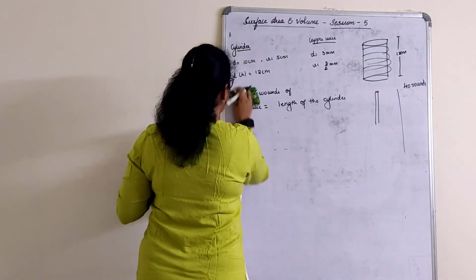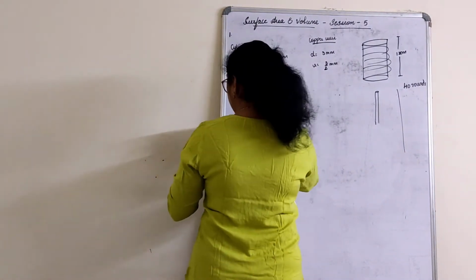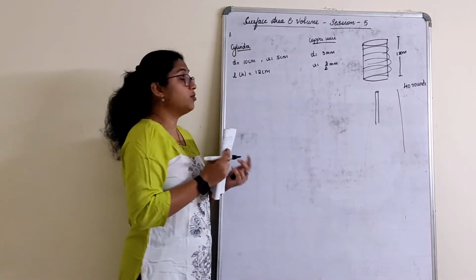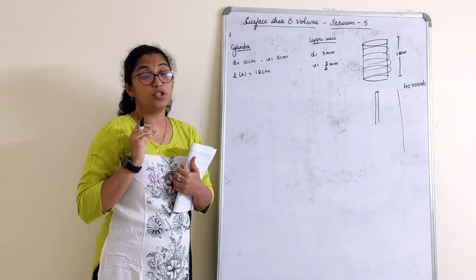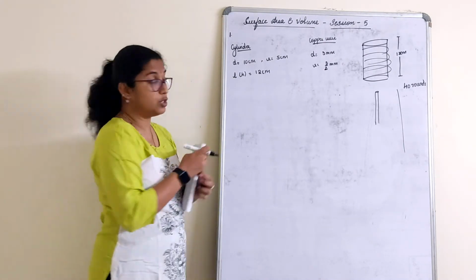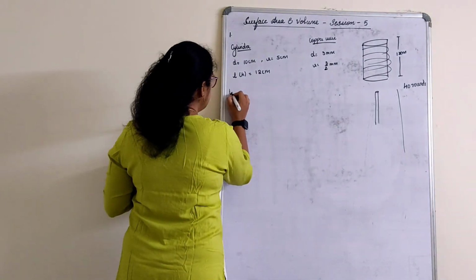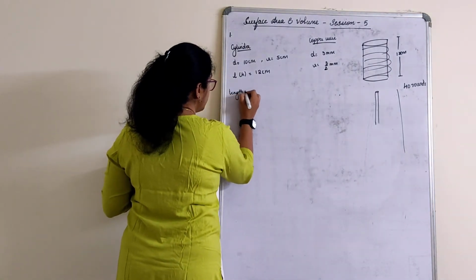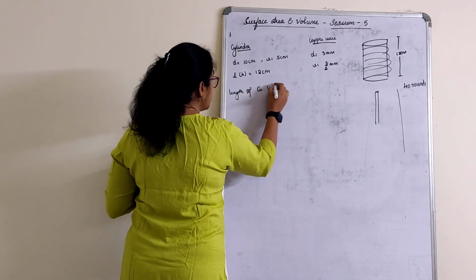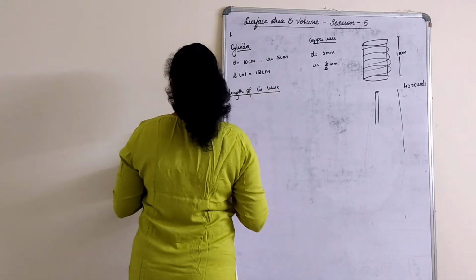Now what they have asked, let us see. The next part. I only know the number of rounds of the copper wire. Now I should know what is the length of the copper wire used in this. Length of copper wire. This is what we have to find out now.